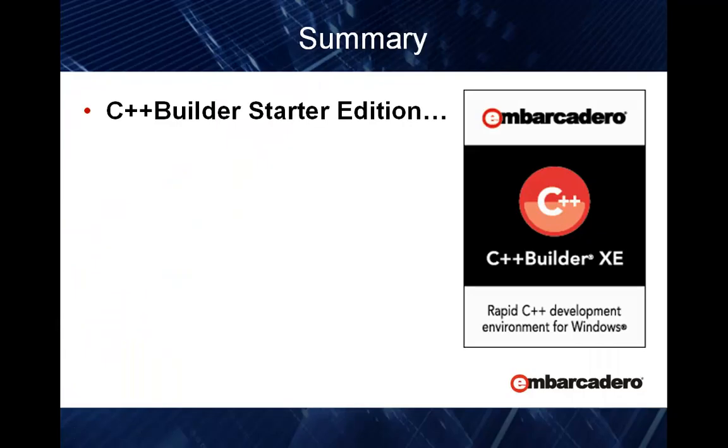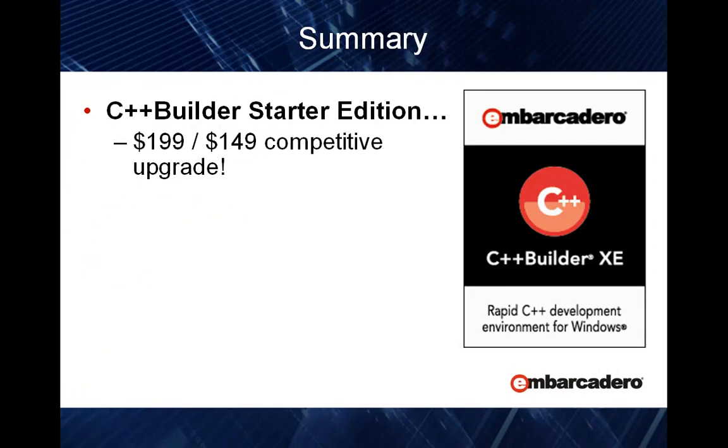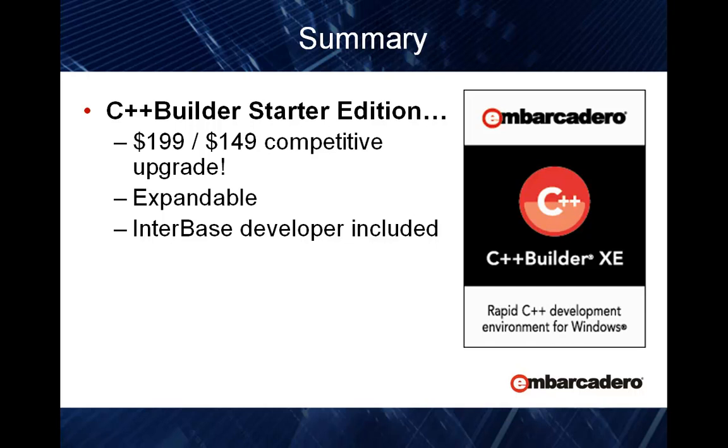So, in summary, C++ Builder Starter Edition currently sells for $199 new or $149 competitive upgrade, and that competitive upgrade includes everything from Eclipse, Notepad++, Visual Studio, or any other development environment. The product is 100% expandable, which means that you can load your favorite third-party tools into the product. It also comes with Interbase Developer, which gives you 20 connections for your development needs.